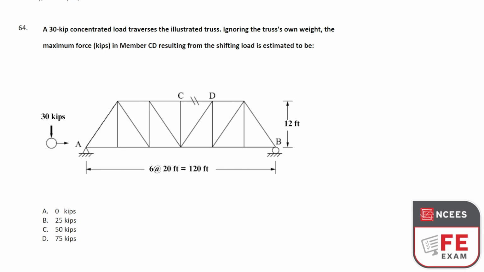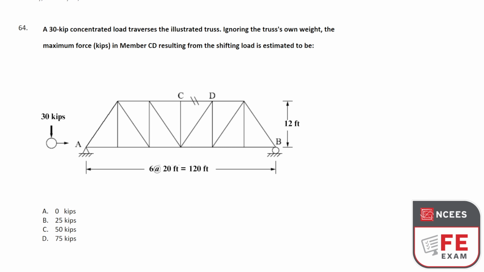Hello everyone. Today we are looking at an important FE exam question from structures. A 30 kip concentrated load traverses on the following truss. Ignoring the truss's own weight, the maximum force in kips in member CD resulting from the shifting load is estimated to be. We have four options here.